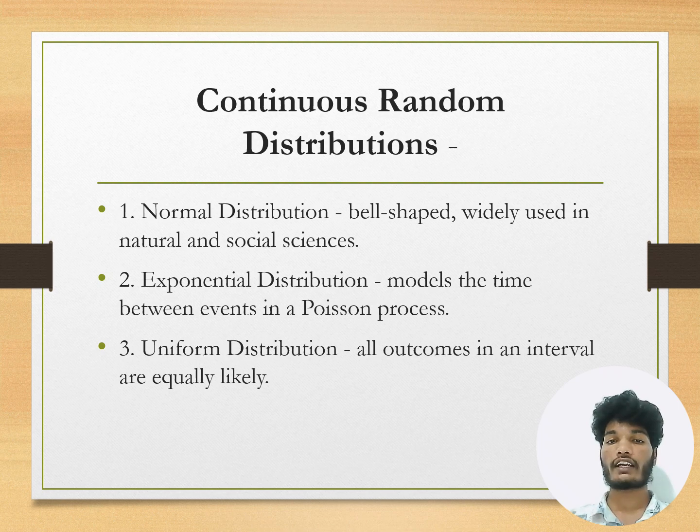Continuous random distributions. There are also three types: normal distribution, exponential distribution, and uniform distribution. Normal distribution is bell-shaped and widely used in natural and social science. The exponential distribution models the time between events in a Poisson process. Uniform distribution means all outcomes in an interval are equally likely.